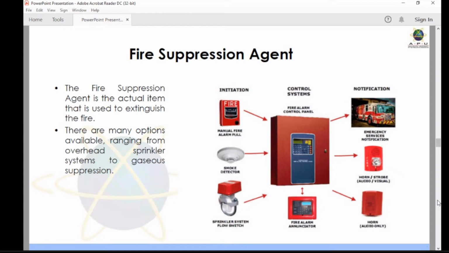So one is gaseous suppression, and the other is sprinkler. A sprinkler system is like your shower, right? Just as water sprays in a shower, it sprays water or mist or gas, okay, carbon dioxide. And the other, gaseous suppression, uses only gas, okay. We'll discuss these two types of suppression systems.